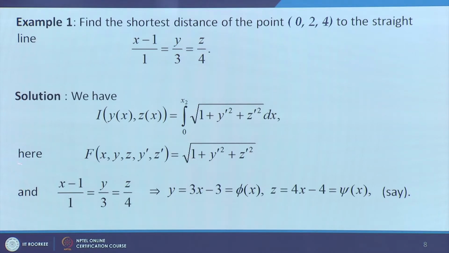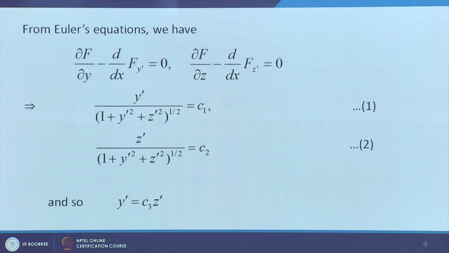Now, the equations of the line, x minus 1 over 1 equal to y over 3, give us y equal to 3x minus 3. So, we can write it as a function of x, say phi x, and x minus 1 over 1 equal to z over 4 gives us the other equation z equal to 4x minus 4, we can denote it by psi x. So, y is a function of x and z is a function of x. Now, the Euler's equations for the extremal are f y minus d over dx f y dash equal to 0, f z minus d over dx of f z dash equal to 0.